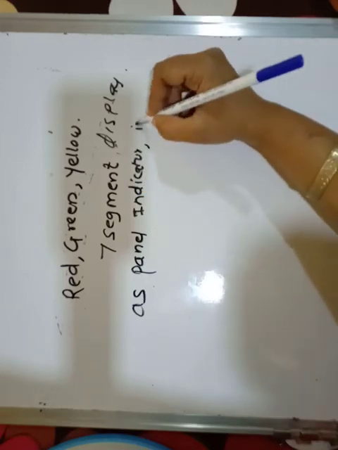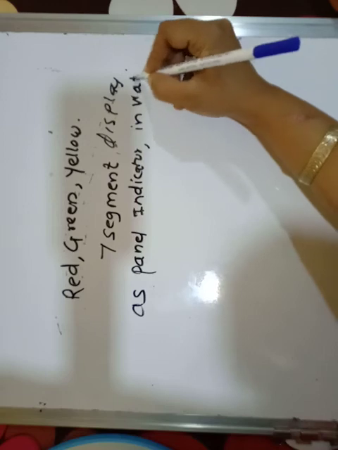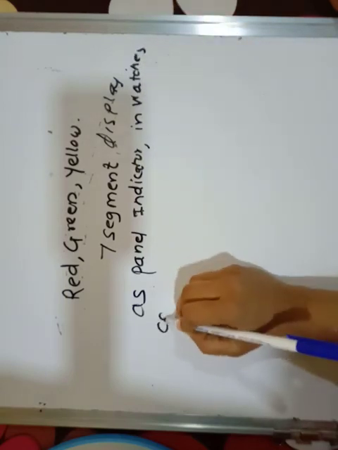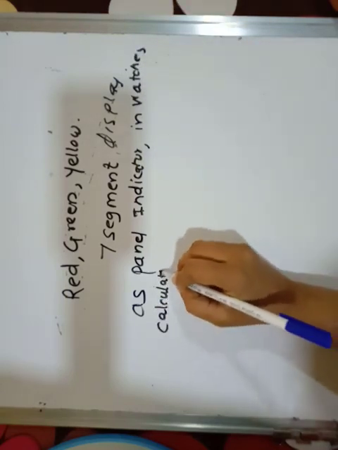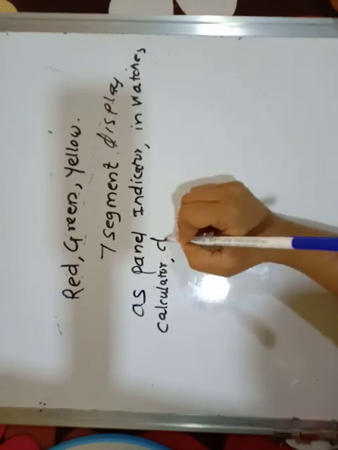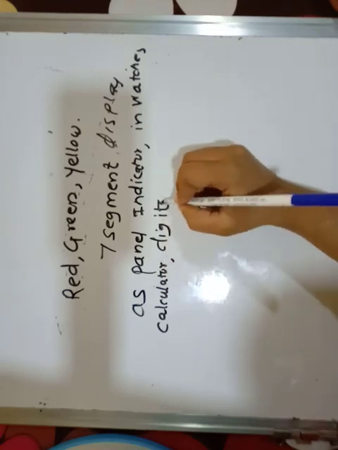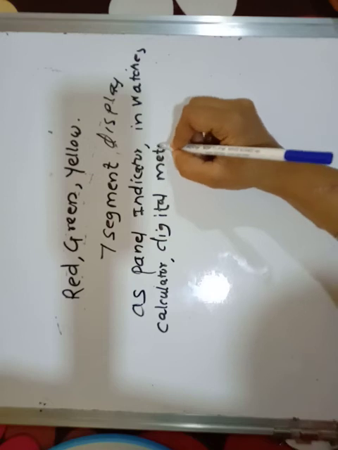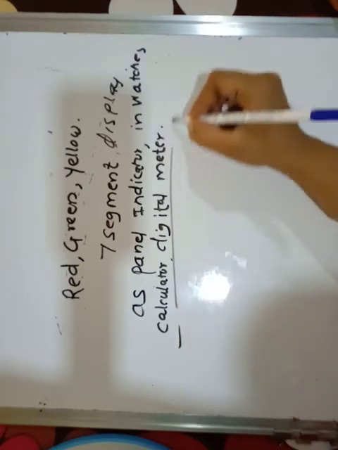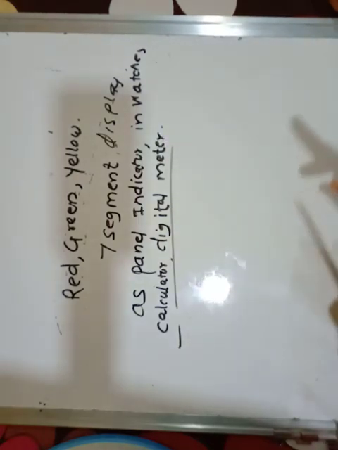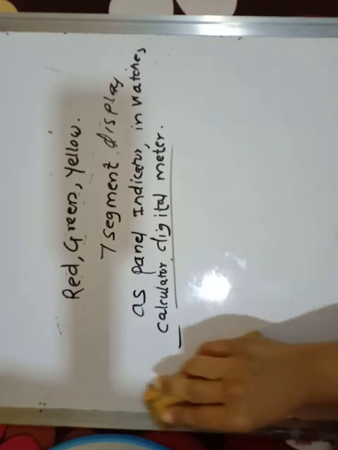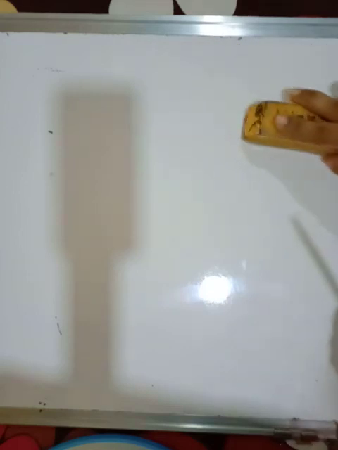So in watches, in calculators, in digital meters. Okay, so these are the applications of the light emitting diode. Getting it? Now we'll see next, the photodiode.